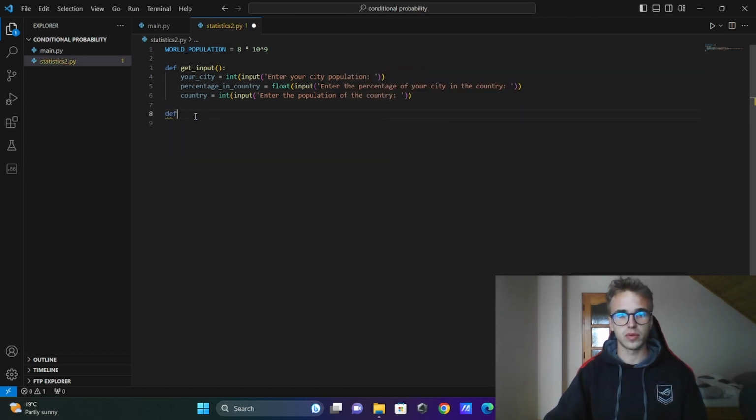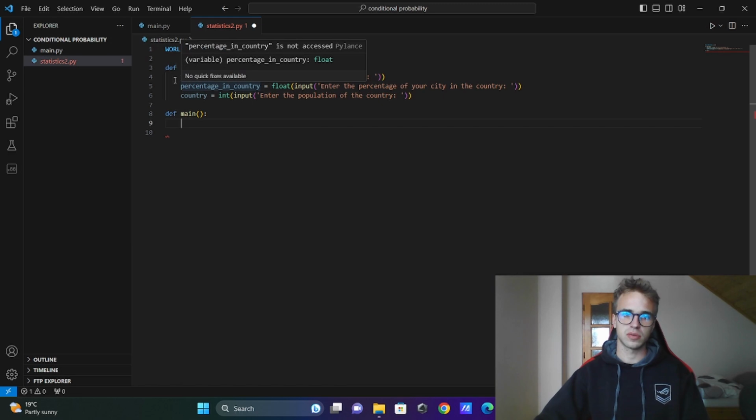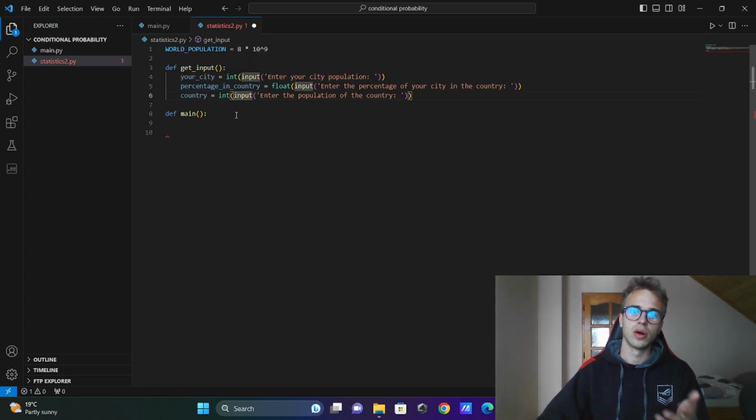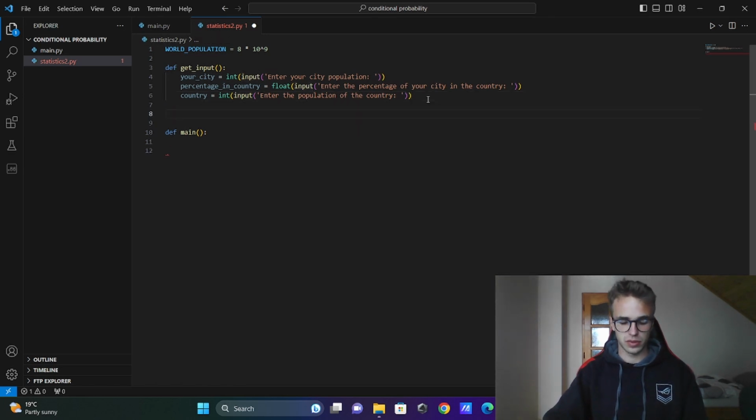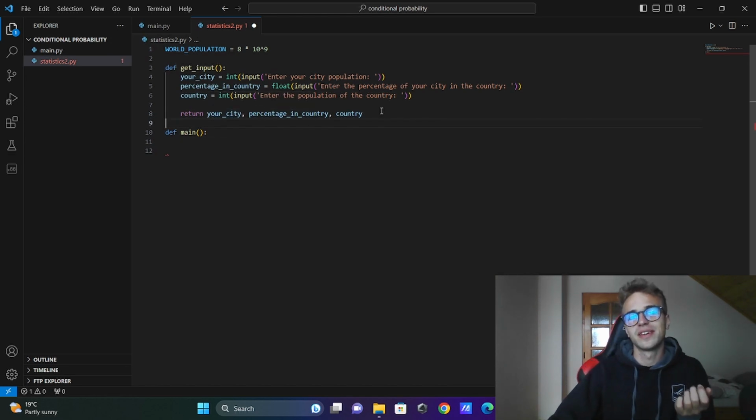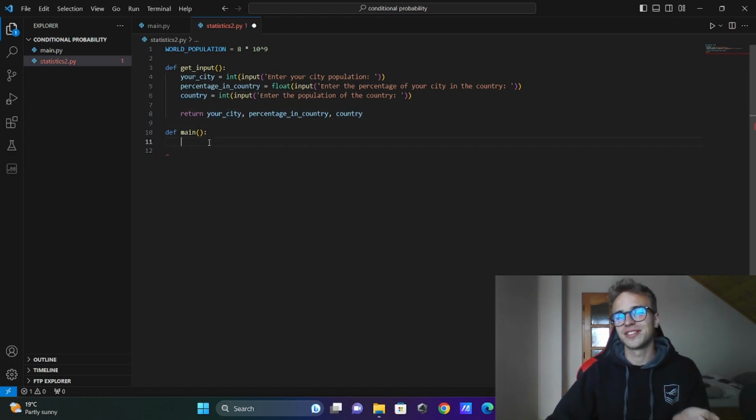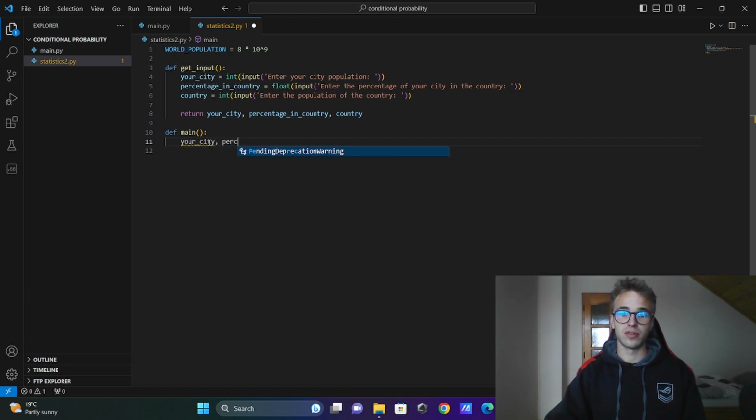Now we will define the main function, and we need to get these values from this function because there are only local variables. We need to return these values from this function to the main function. I will return all 3. This is the beauty of higher programming languages. I will call the variables the same as in the getInput function, equal to getInput.